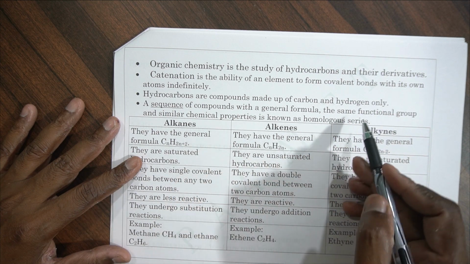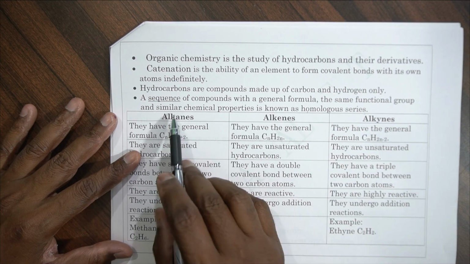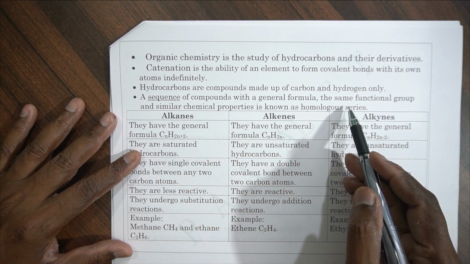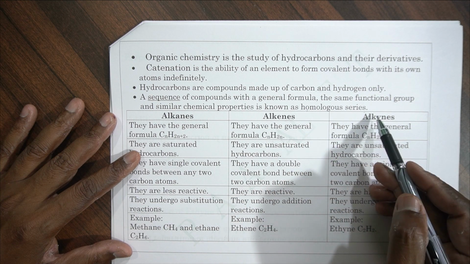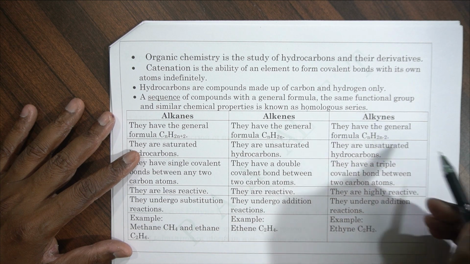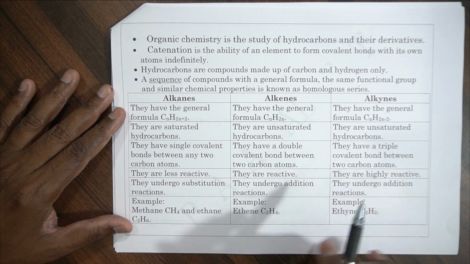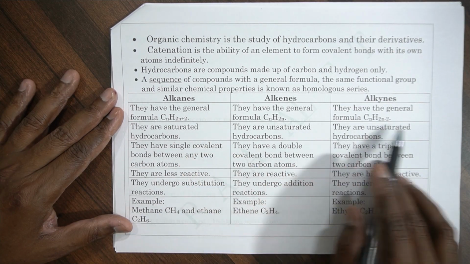Now there is another thing that you have to know, homologous series. A sequence of compounds with a general formula, same functional group and similar chemical properties is known as homologous series. Hydrocarbons are put into 3 homologous series: alkanes, alkenes and alkynes.